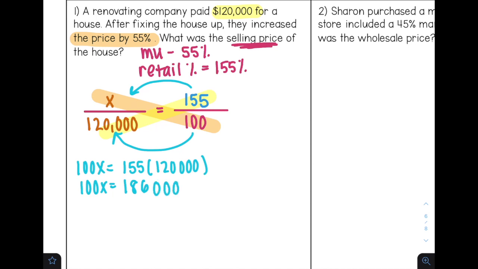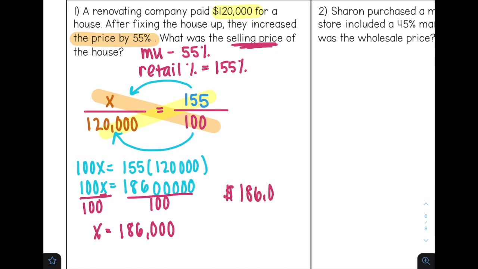Then I'm going to isolate my variable by dividing by 100. X is going to give me 186,000, and that's going to be my sale price. That's how much my house will be sold for, or put up to be sold.